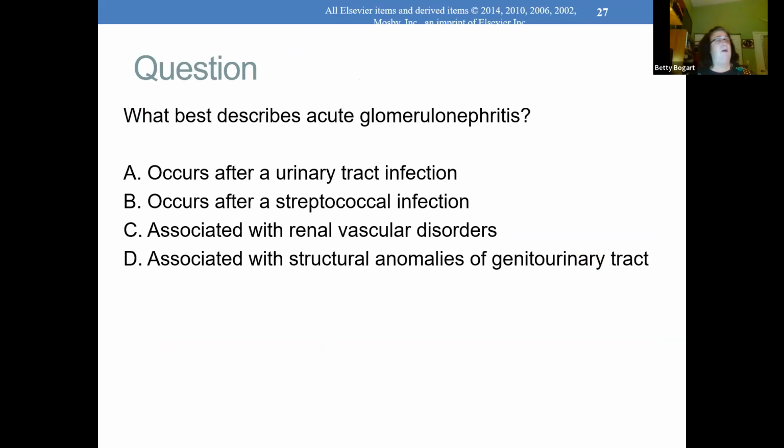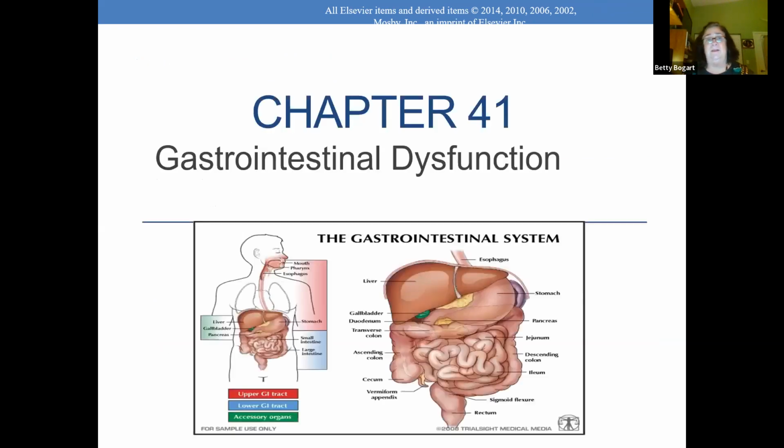So what best describes acute glomerulonephritis? Which one? Anybody? B. It is. It's from a streptococcal infection. Yes, it is. So if it's from a strep infection, treatment, antibiotics.